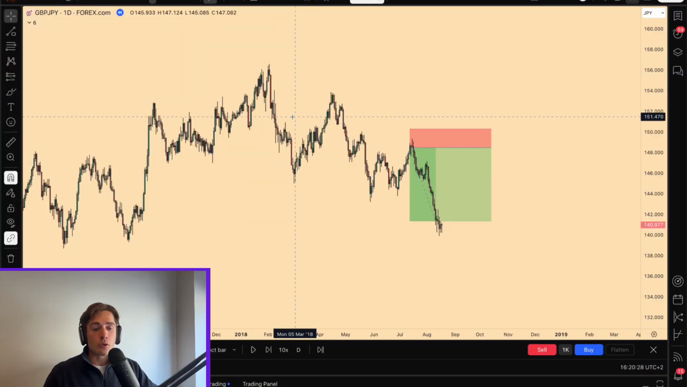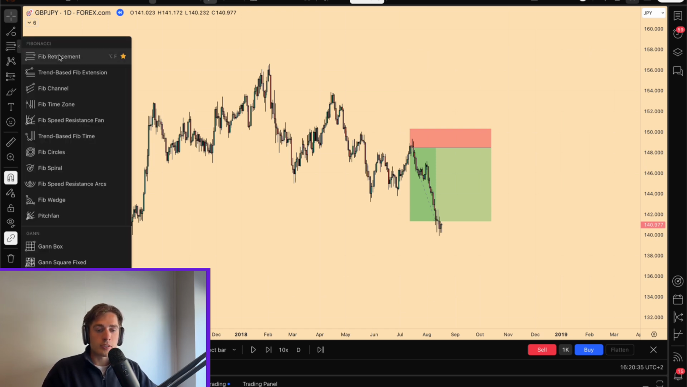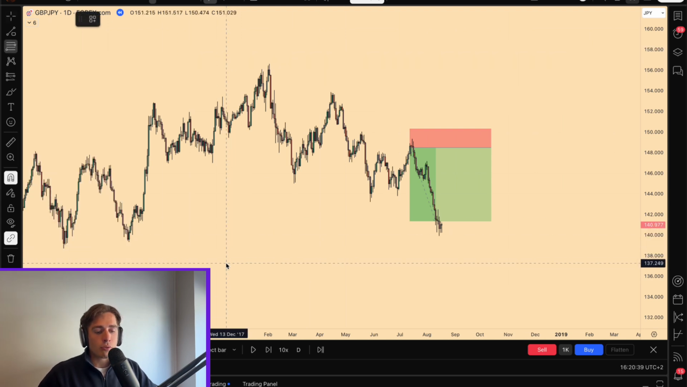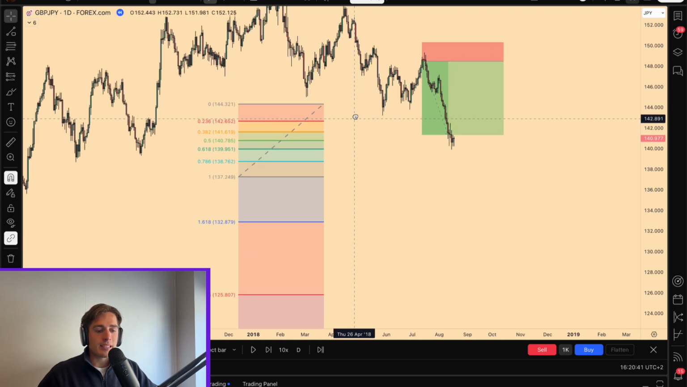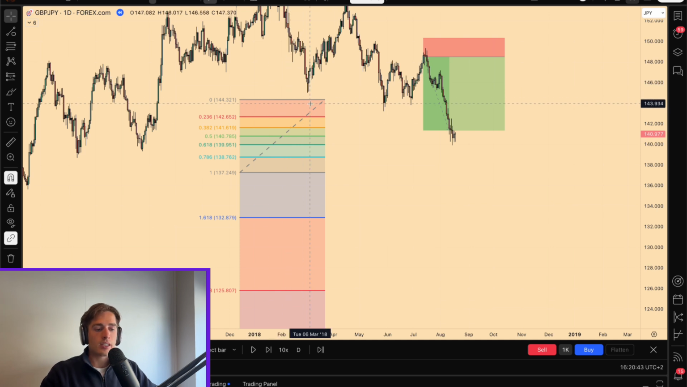Alright, so when you open up your chart, the first thing that you are going to want to do here on TradingView is go to the left and select the Fibonacci retracement. So this is going to be the third box that you can click here on the left. Now, when you draw in the Fibonacci retracement tool, you're probably going to see all of this. So a lot of different colors and a lot of different levels.